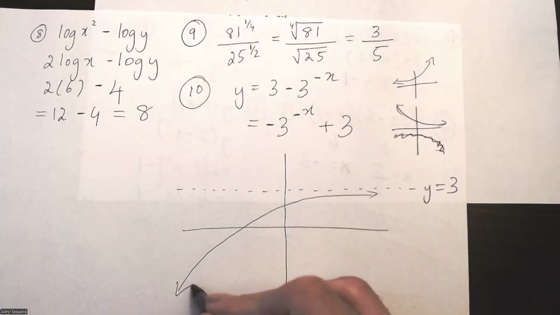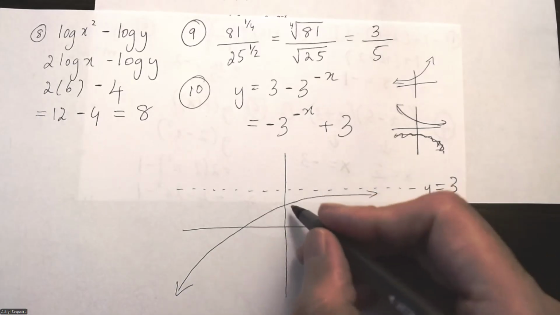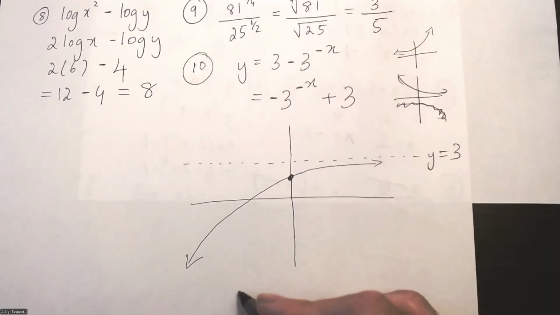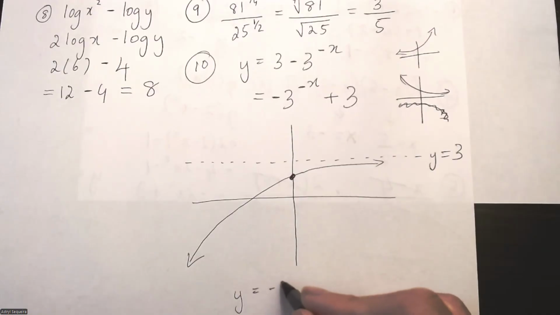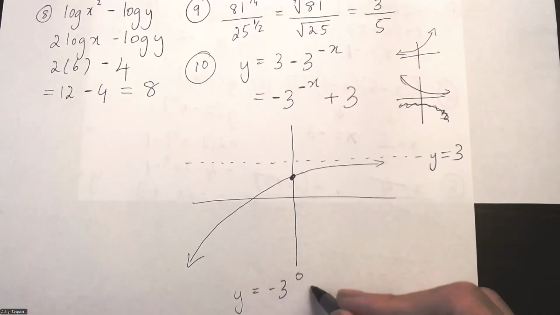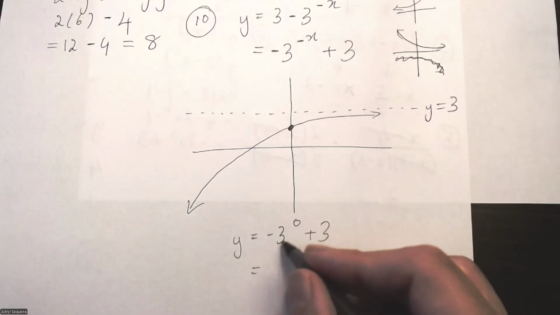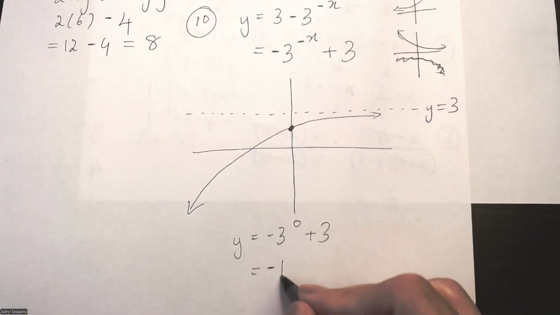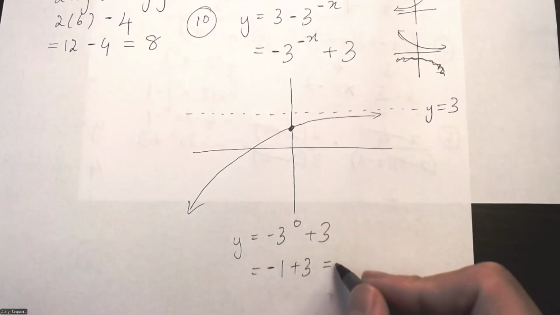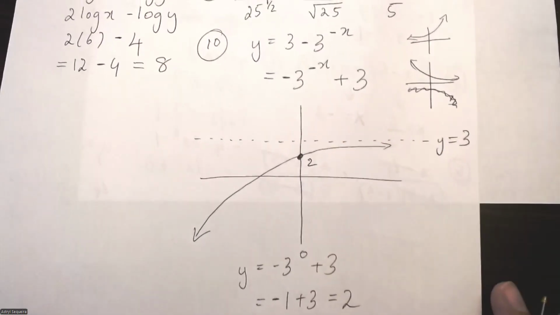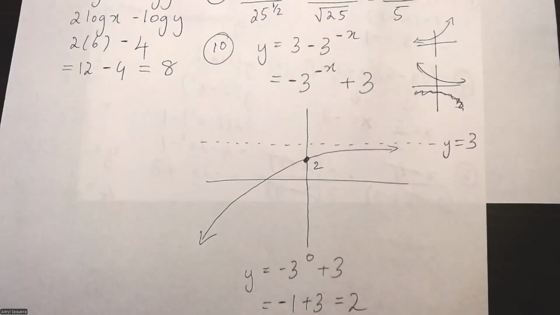like this over here. If you want to find the y-intercept, you can just plug in x as 0. So y equals negative 3 to the power of 0 plus 3. 3 to the power of 0 is 1, so that's just negative 1 plus 3, which is 2. So that y-intercept over there is 2.